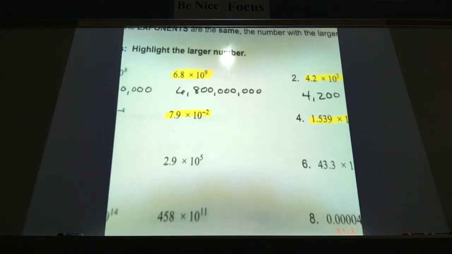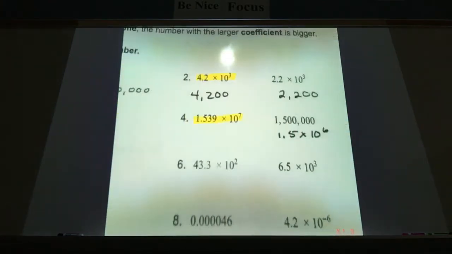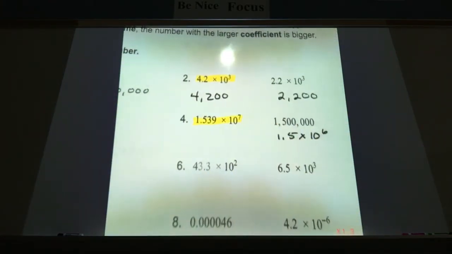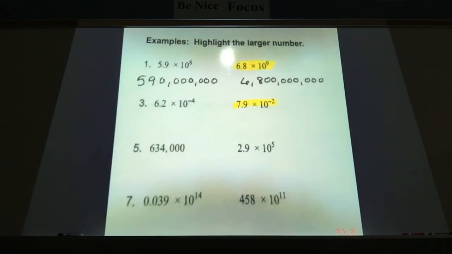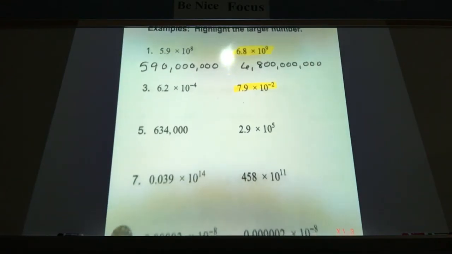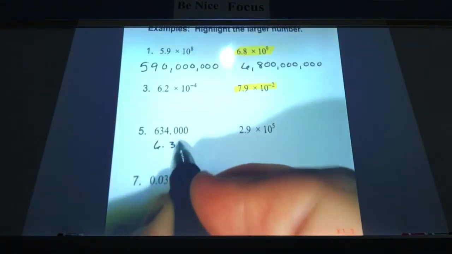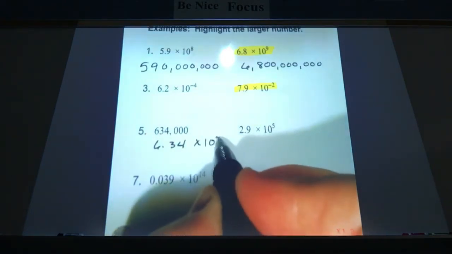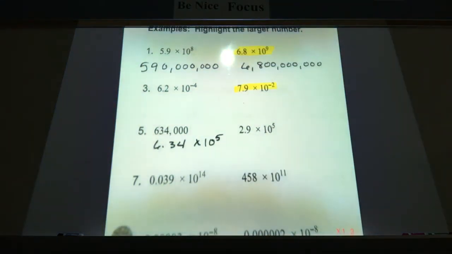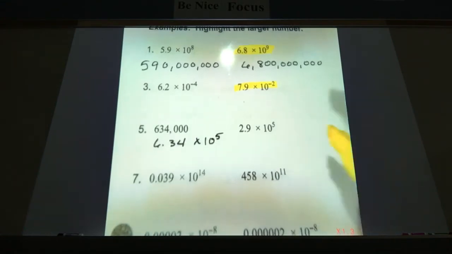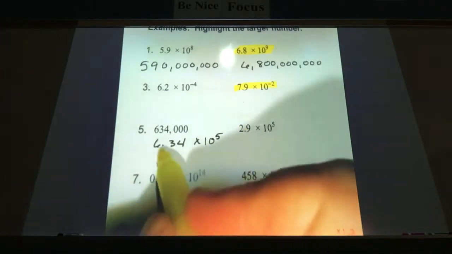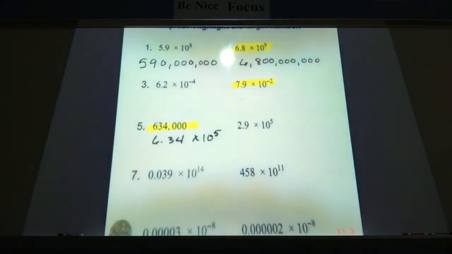Okay, so a lot of times we'll have one similar to number 4, where you can't compare them if they're not either both in scientific notation or both in standard form. It doesn't matter which way you go. You can put them both in standard form, or you can put them both in scientific notation. It doesn't matter as long as they're the same. So if we took this one and put it in scientific notation, we see that they have the same exponent. So now we're going to look at the coefficients, and there's your larger number.